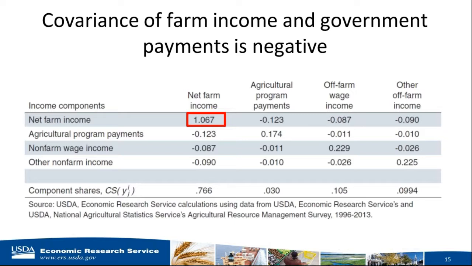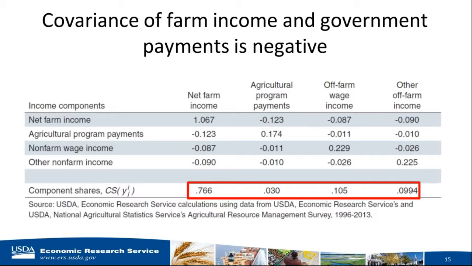This is showing that the variance of net farm income is about 107% of the variance of total household income experienced by the farm household. So if net farm income was the only type of income accruing to the household, their variability would actually be 107% of what it is. The reason that it's less is because farm income negatively covaries with other types of income that the household receives. In particular, government programs are negatively correlated with farm income, and off-farm income also tends to lower that variability.